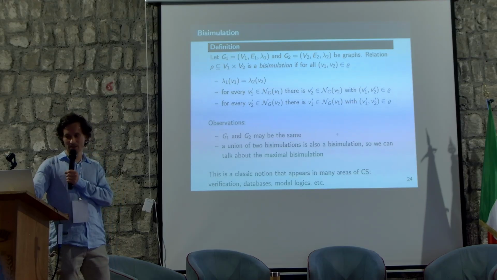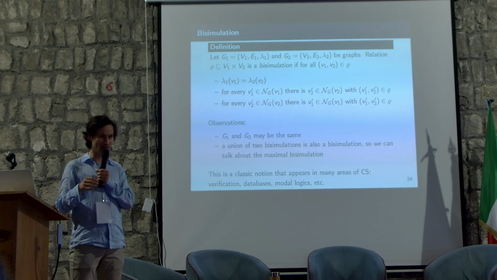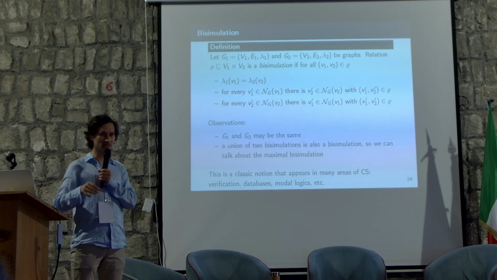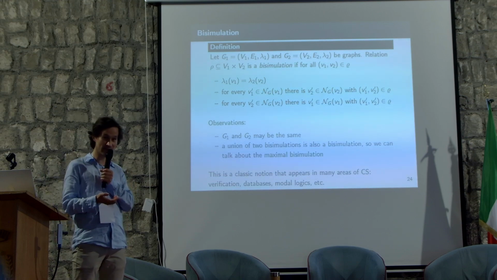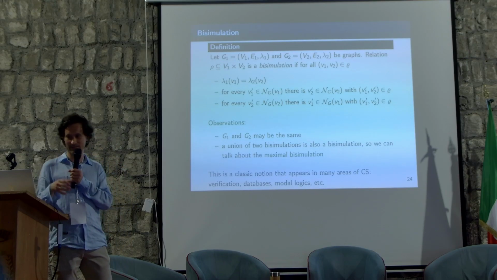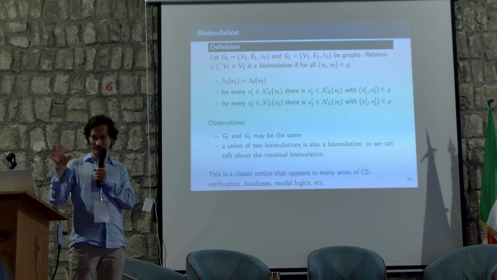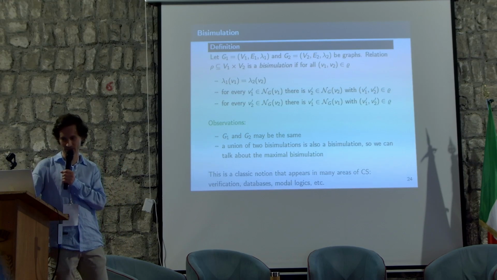Well, formally speaking, there are many bisimulations. So for each two graphs, we can say that nothing is bisimilar to anything. It's also a bisimulation, but it's a trivial one. But it's easy to see that the union of two bisimulations is a bisimulation itself, which means that we can talk about the maximal bisimulation. So we can't find anything bigger at the end, and this is the single one.